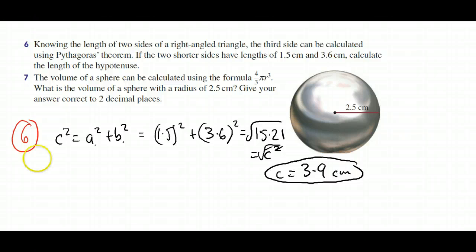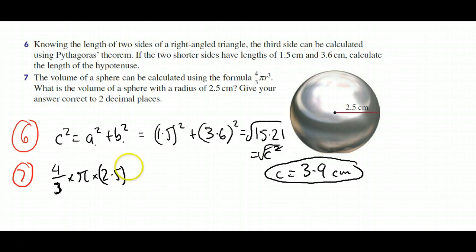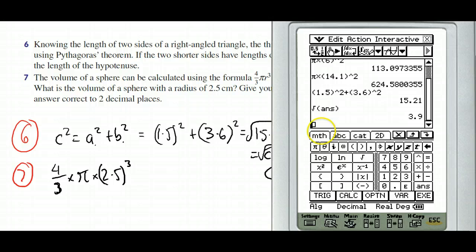Okay, in question 7, we've got the volume of a sphere can be calculated using this formula. What is the volume of a sphere with radius 2.5 centimeters? Give your answer correct to 2 decimal places. Alright, so we've got this formula 4 over 3 times pi times r cubed, where r is 2.5 centimeters and it's cubed. Let's put that into a calculator.